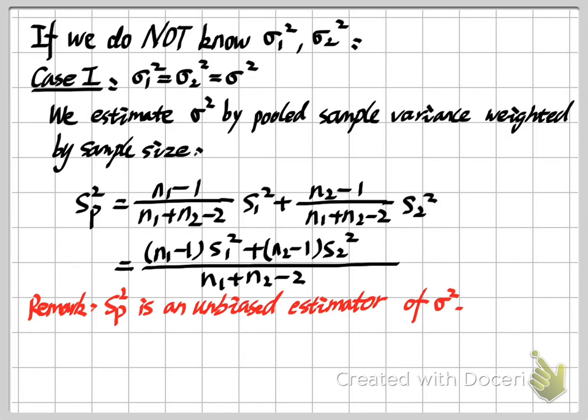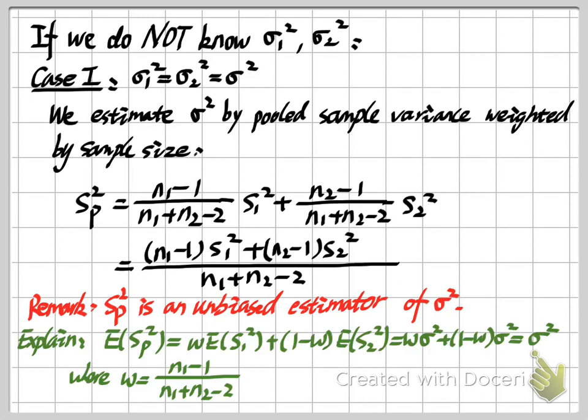It means if we have the expectation of our estimator, this expectation of S square P is equal to our original value, right? Equal to sigma square. Then we can say this estimator is an unbiased estimator. So in fact, let me explain this by one equation here.